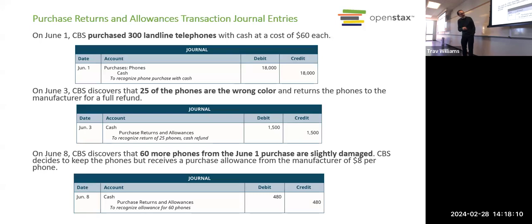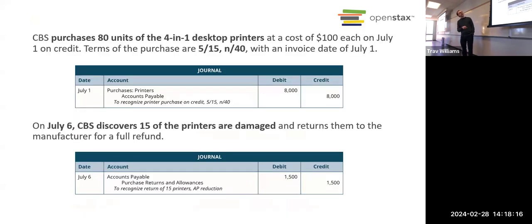And they get an allowance, also same account, purchase returns and allowances. And they buy some more, okay? I hope they're selling some of this stuff. So far, they just keep buying and buying. Okay, then some of the items are damaged. They return them for a refund.